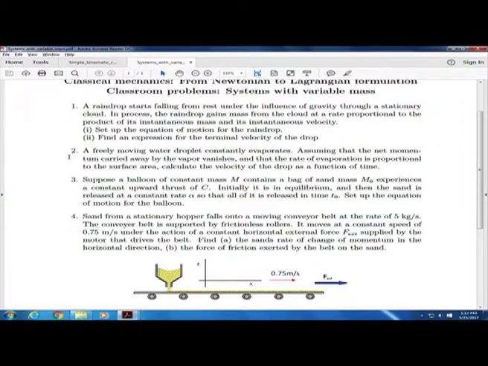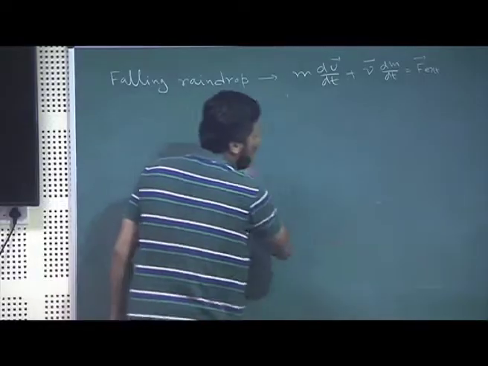A raindrop starts falling from rest under the influence of gravity through a stationary cloud. In the process, the raindrop gains mass from the cloud at a rate proportional to the product of its instantaneous mass and its instantaneous velocity. The question is, first we have to set up the equation of motion for the raindrop, and then we have to find an expression for the terminal velocity. And that is very nice, because here we do not have any resistive forces, still we could get a terminal velocity. So, let us try to solve this on board.